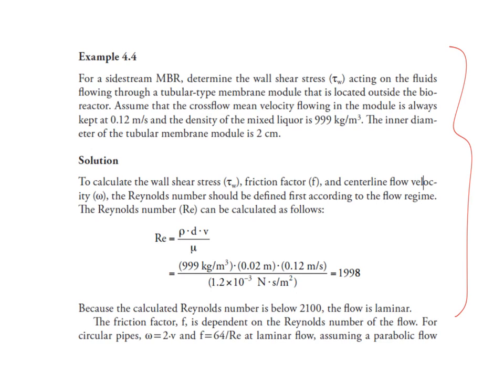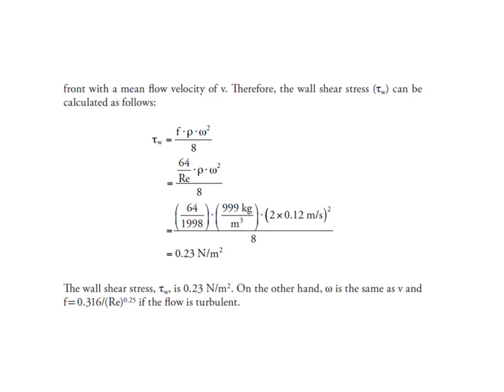And this is just an example to calculate this shear stress in a typical side stream MBR system using tubular type membrane modules. In the case of these tubular type membrane modules, we need to have very high recirculation flow rates, and this will actually lead to a very high wall shear stress, and this example shows how we can calculate this shear stress in such a system. So this is just the answer.